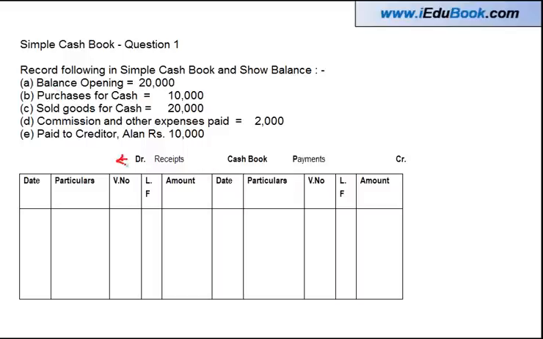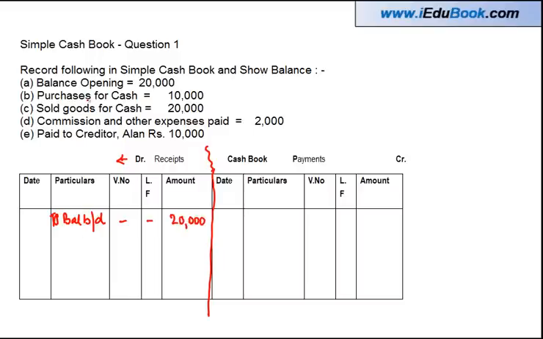This position is a little distorted. Until this point is the receipt side. So opening balance will be written as to balance brought down. There's no detail about the voucher or ledger folio. How much is the amount? 20,000.